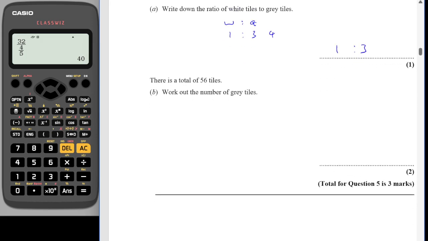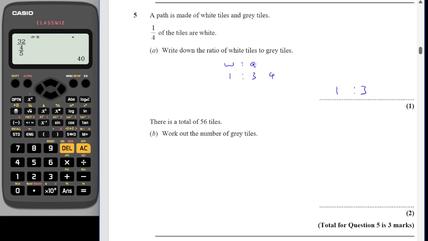Part B, there are a total of 56 tiles. Work out the number of grey tiles. So I'm going to switch back to the fraction. So 56 times 3/4, because if 1/4 are white, then 3/4 must be grey. So we're looking at 42 grey tiles.